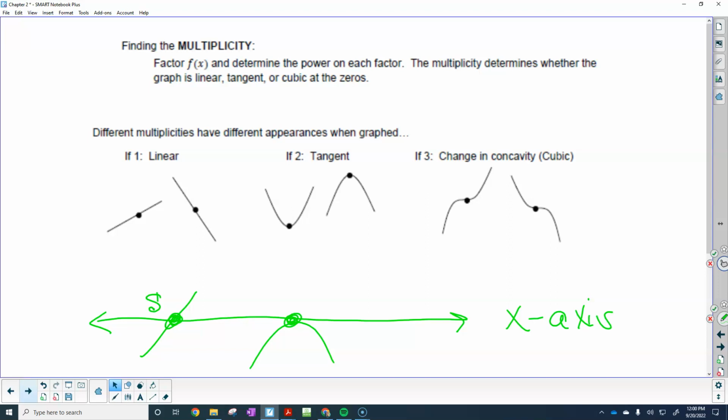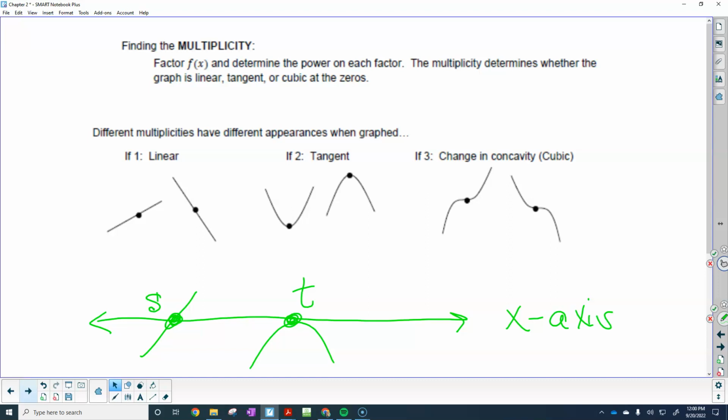12, 14, even. If anything repeats an even number of times, it bounces. And we call it tangent. It could bounce up or it could bounce down. But wherever it came from, if it comes below the x-axis, it's staying below the x-axis. If it's above the x-axis, it's staying above the x-axis.